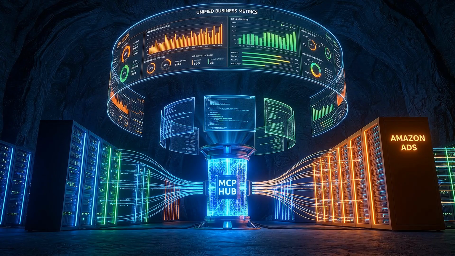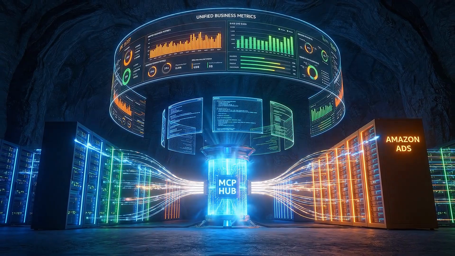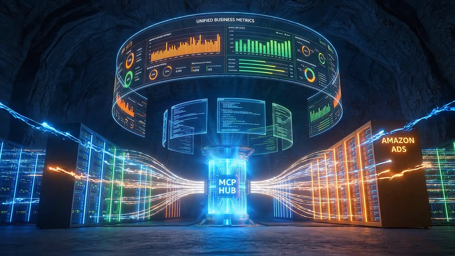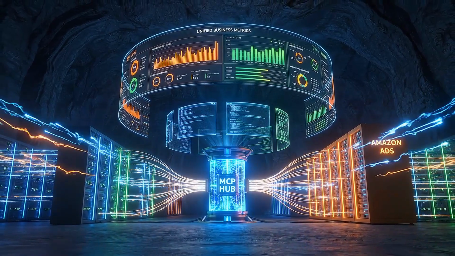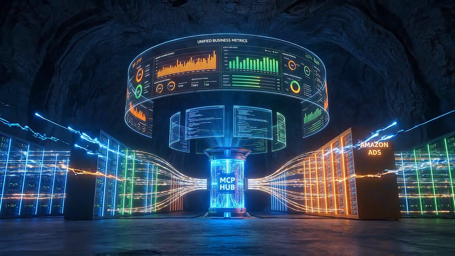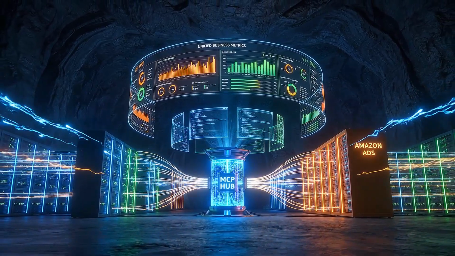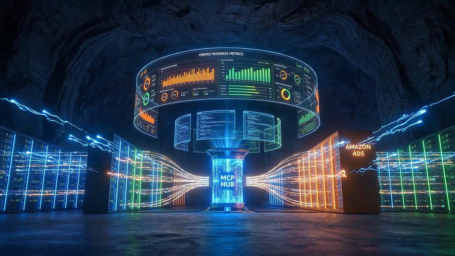Tip 5. Ask your AI one question this week. Open Claude or ChatGPT. If you have your Amazon data connected, ask which keywords have an ACoS above 50% and spend over $100 in the last 30 days. That single question, answered with your real data, could save you hundreds of dollars before your next coffee.